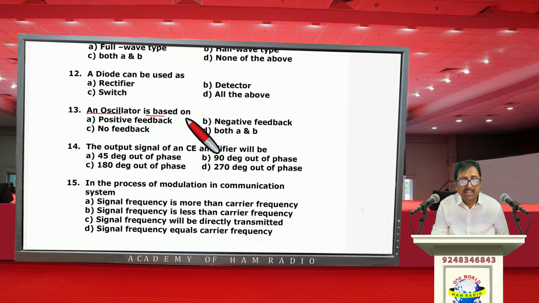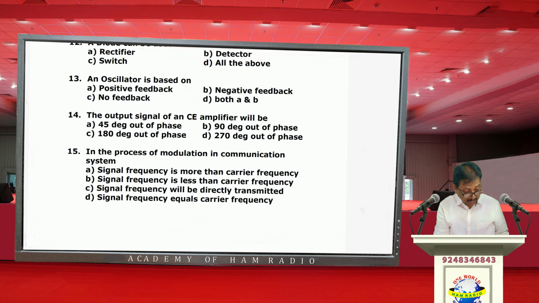An oscillator is based on positive feedback. Alpha is correct. Output signal of a CE amplifier will be 180 degrees out of phase. If you give positive cycle, it will emerge as negative cycle. If you give negative as input signal, positive cycle will emerge as output signal.